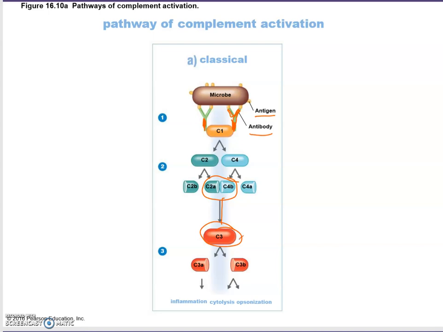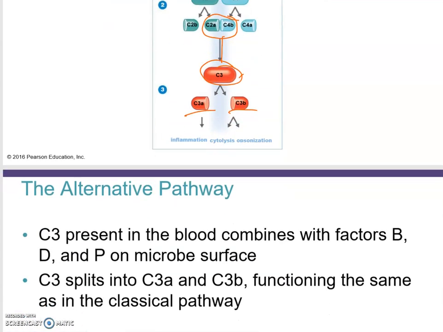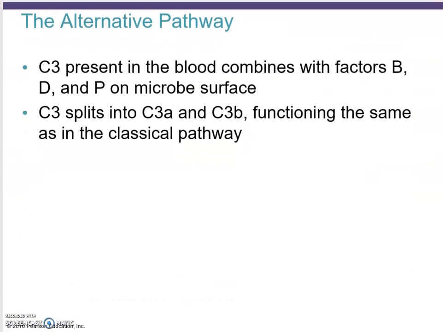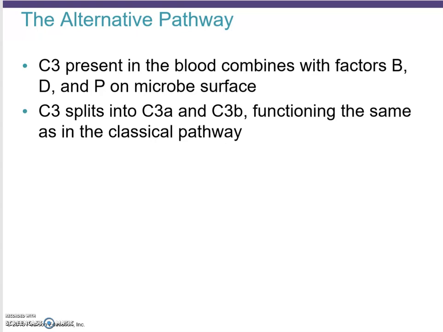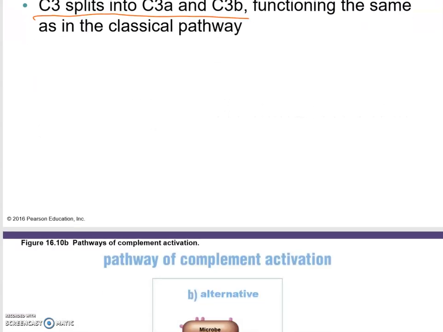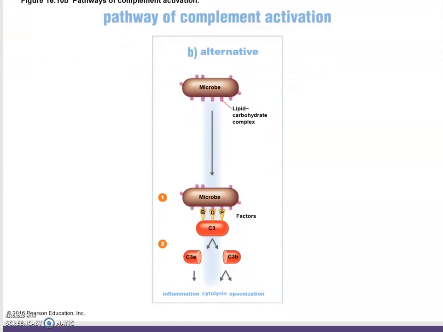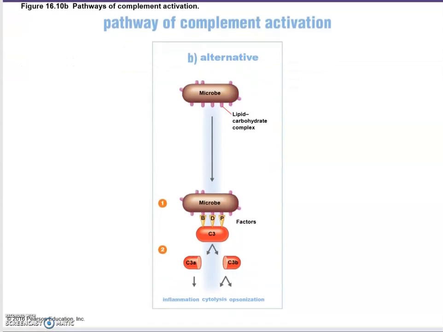Now C3 will split into C3A and C3B, and once C3 is activated, you are going to get the three effects: the inflammation enhancement, opsonization, and the membrane attack complex. So here is the C3 splitting into C3A and C3B. Now, there are alternative ways of activating complement, and so here, option B is the alternative pathway. First we had the classical pathway, now we have the alternative pathway.